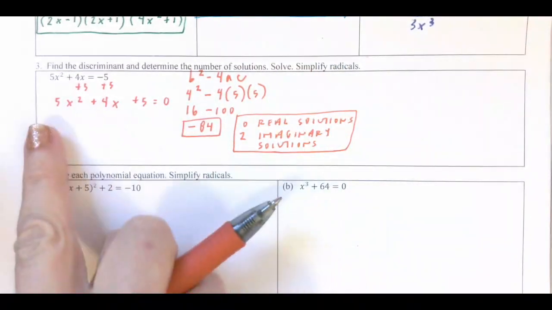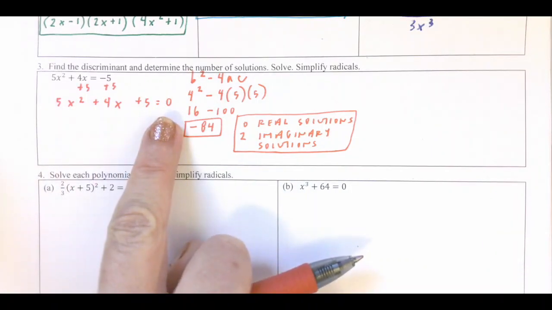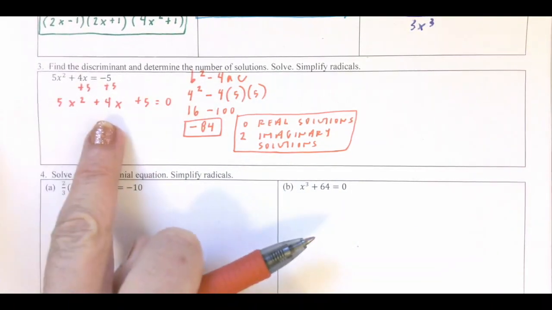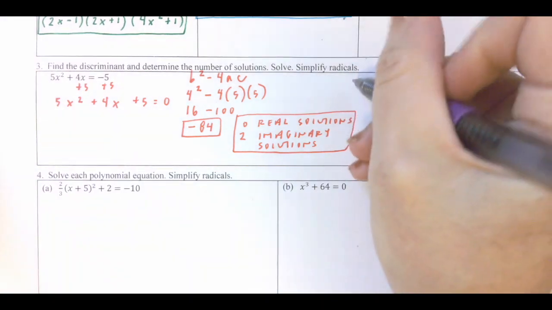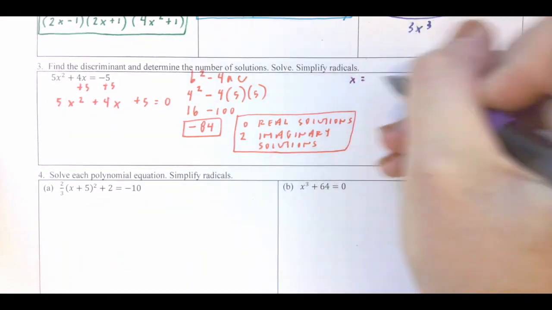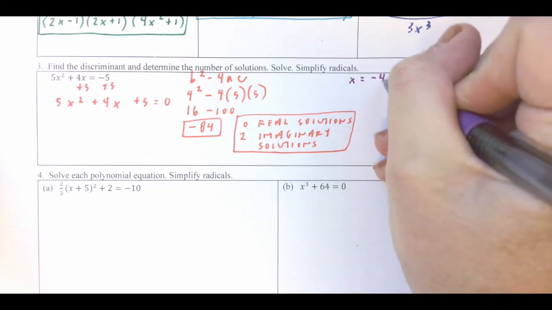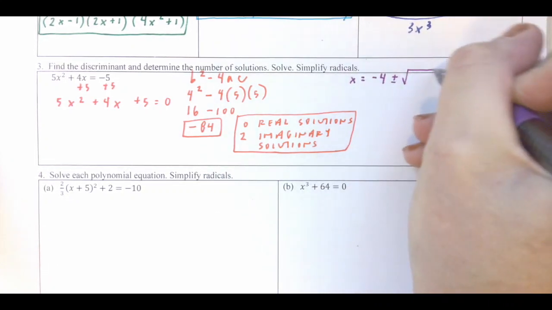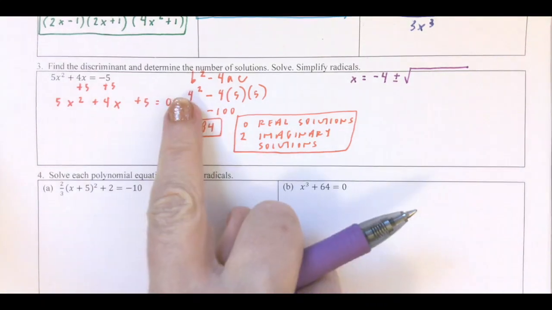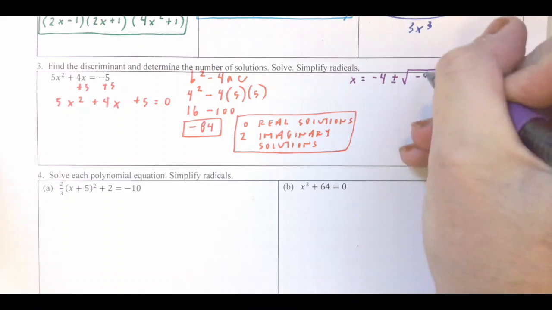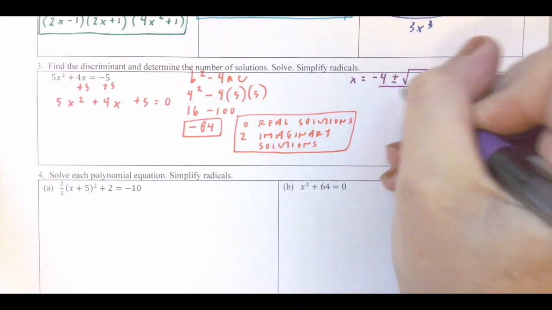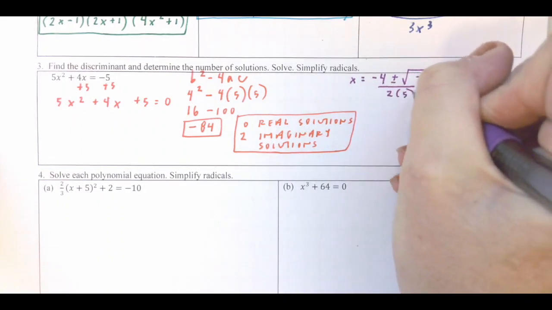So if I was graphing this as a function, y equals 5x squared plus 4x plus 5, that just means it wouldn't cross the x-axis at all. So now if I find them, I'm just plugging into the quadratic formula. So x equals negative b, so negative 4 plus or minus the square root. We already know what b squared minus 4ac is. That's negative 84 all over 2a, so 2 times 5.